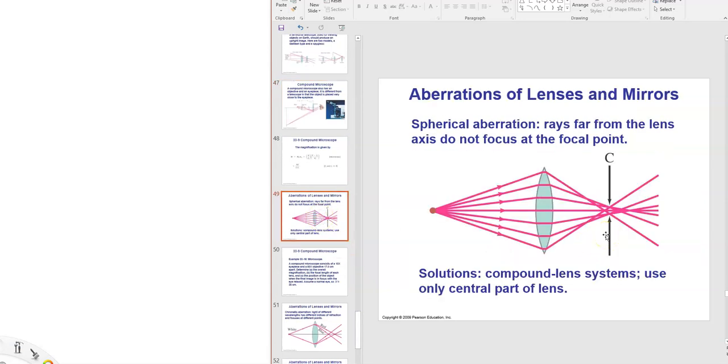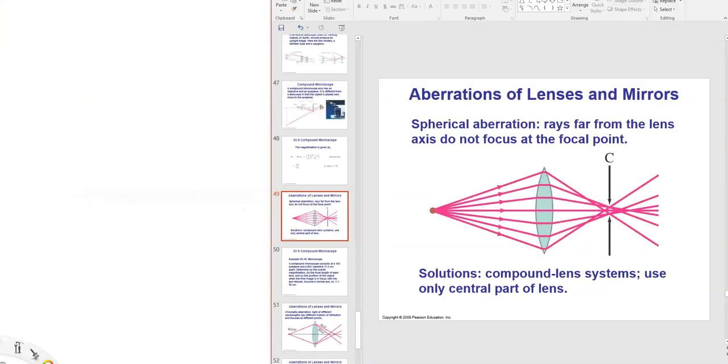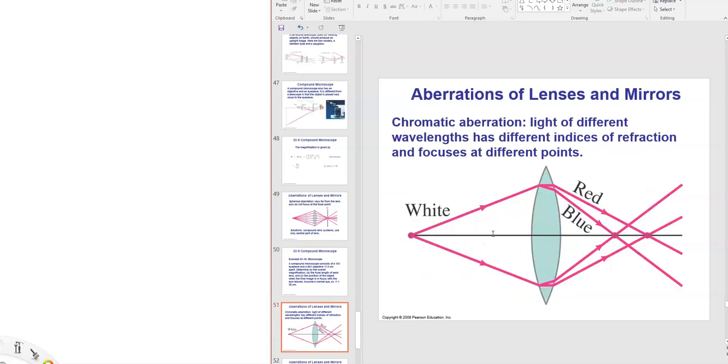Some defects in lenses and mirrors. One common issue is aberration, spherical aberration. The rays do not focus onto the same focal point, they bend differently. Solution: compound lens systems. Use only the central part of the lens, only the middle part, don't go to the edges, and you can avoid that.